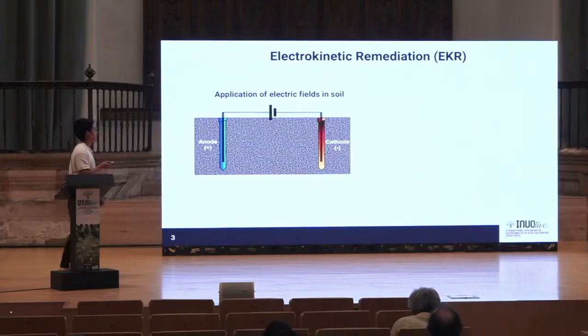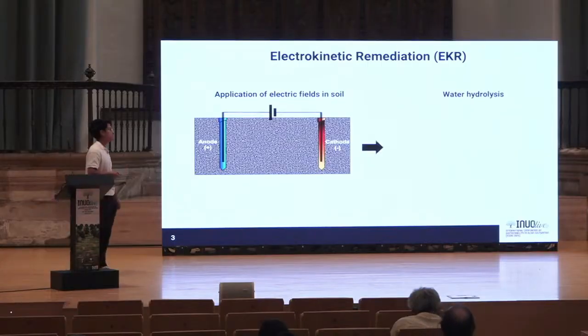But what's electrokinetic remediation? Briefly, we apply electric fields in soil by introducing two electrodes, one anode, which is positive, and one cathode, which is negative. So in this sense, we introduce electric fields from the anode to the cathode. And when this happens, we have some processes going on inside the soil.